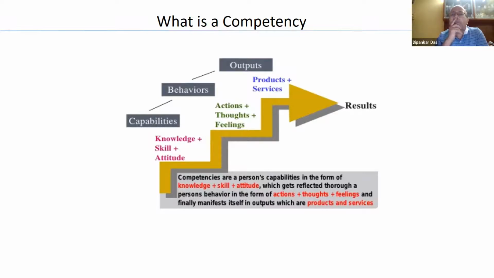So is it better to have a competency in a job description or a skill? You should have a competency. You should also have what is the skill associated with that and what is the attitude associated with that. I will show you. We will talk about it. I will give you an example. Sir, okay, thanks, sir.